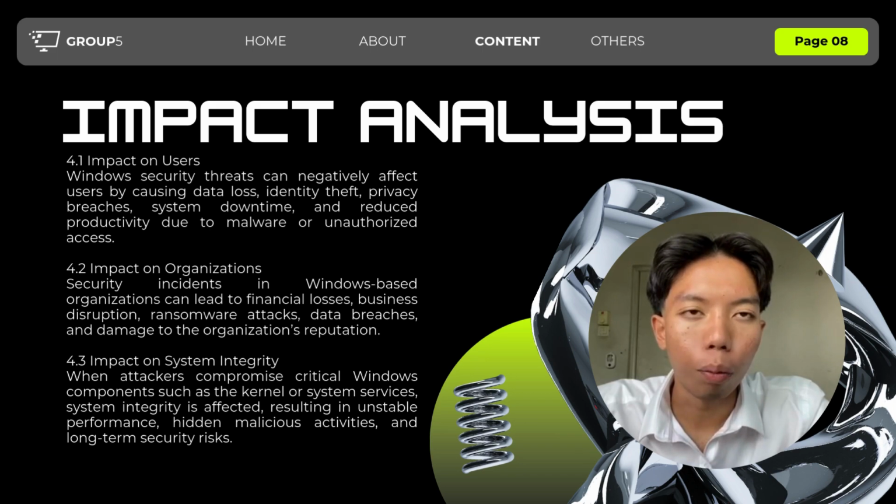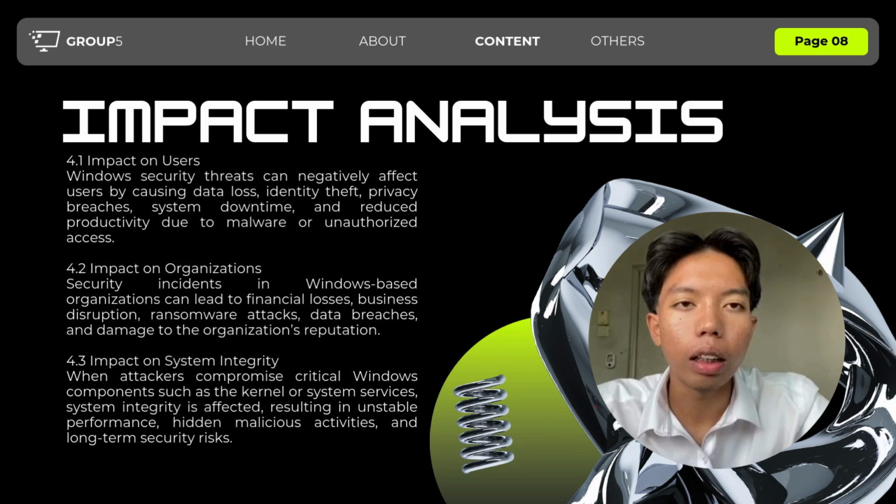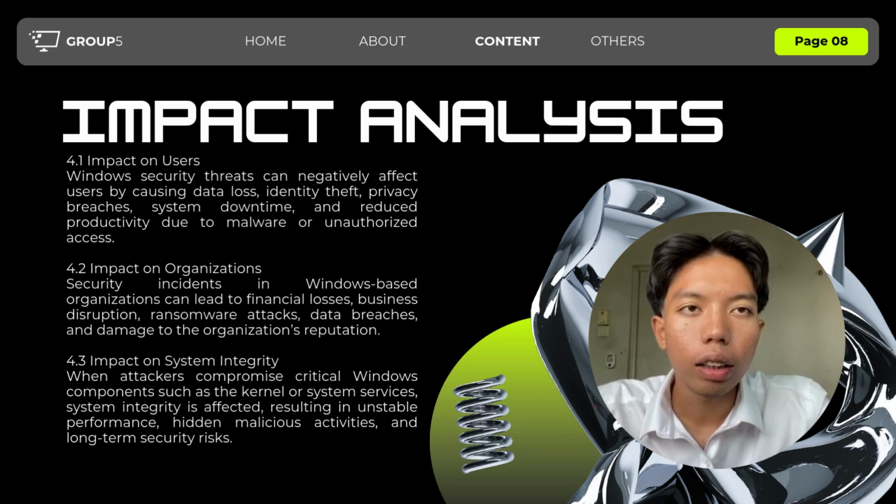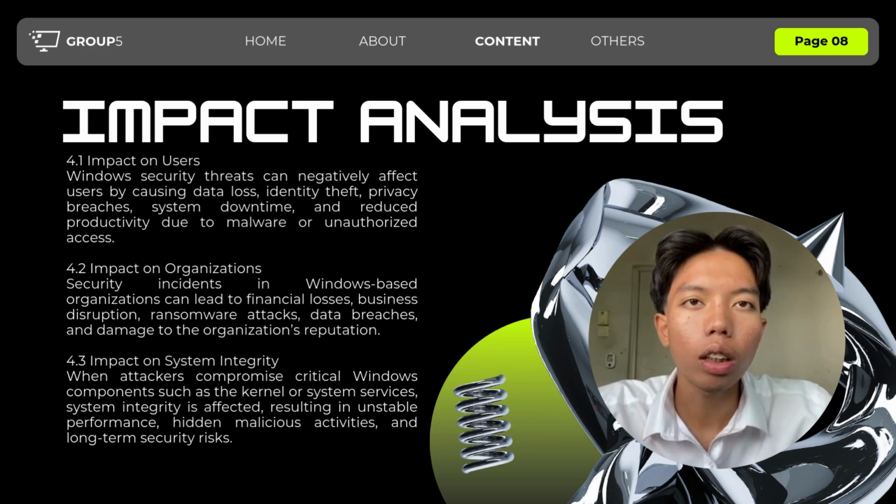organizational information. And lastly, regarding system integrity, when attackers gain control over critical Windows components like the kernel or the system security, the system may become unstable, which can allow malicious processes to run secretly and create long-term security vulnerabilities that are difficult to detect and remove.